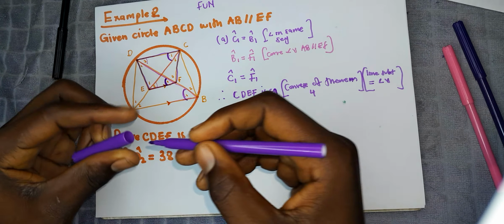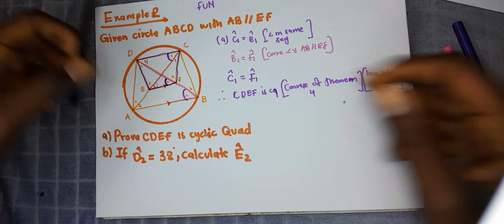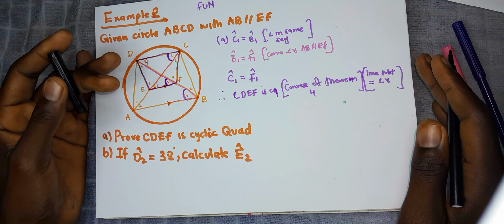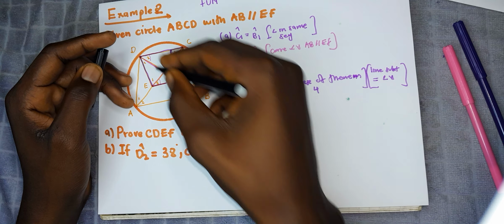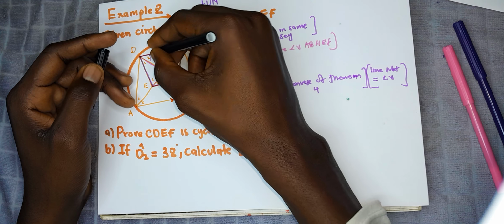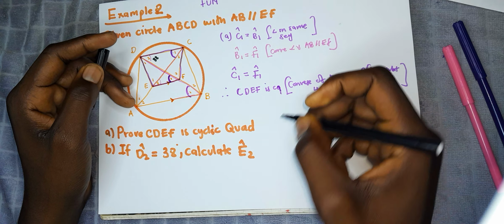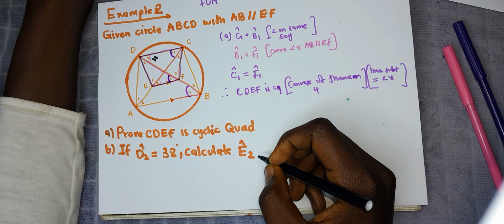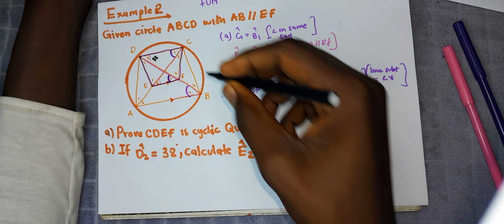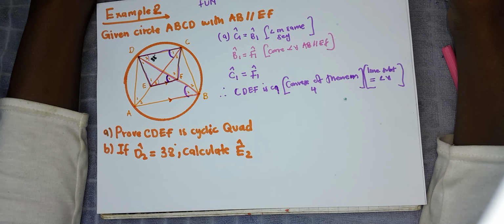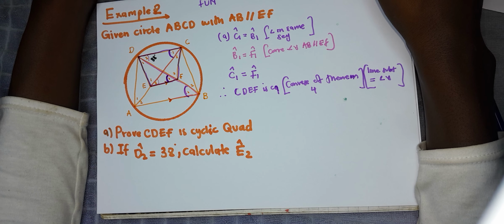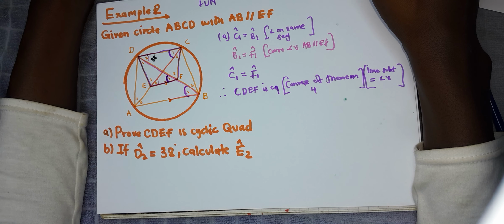But remember, we are not only asked this particular question, we are asked 2 questions. The second question says that if angle D2 is equal to 38, calculate the value of angle E2. This is a very, very simple one. What I like about Euclidean geometry is that the first question that you answer is going to give you an opportunity or an easy way to answer the next question.